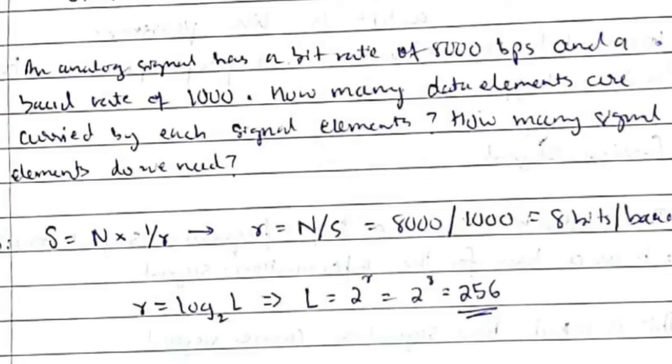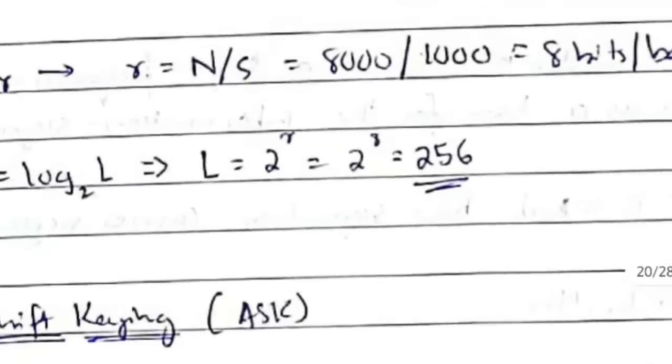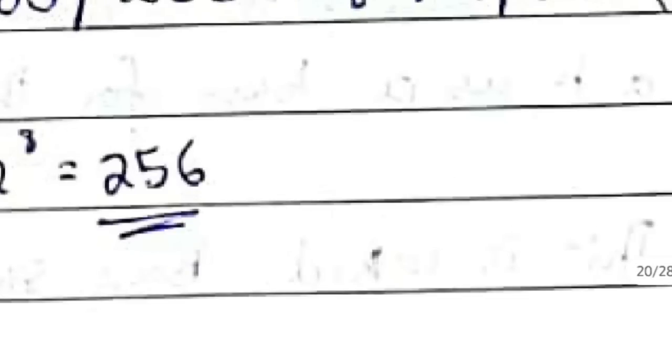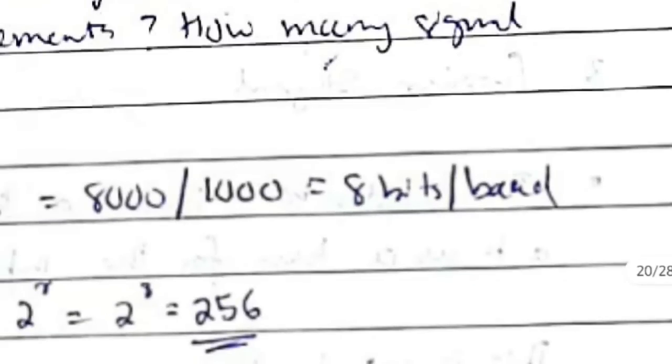Next we have to calculate how many levels are required. Levels means how many signal elements. See here, suppose that we have to transfer 3 bits. It can be 000, 001, like that till 111. So how many combinations are there? Total 8 combinations. So for 3 bits we have 8 combinations. Now we have 8 bits here. If 8 bits are to be transferred, the total number of combinations will be 2 power 8, which is 256.